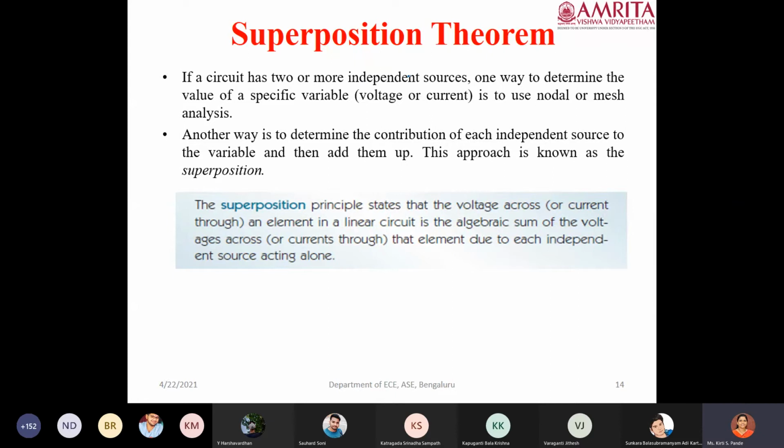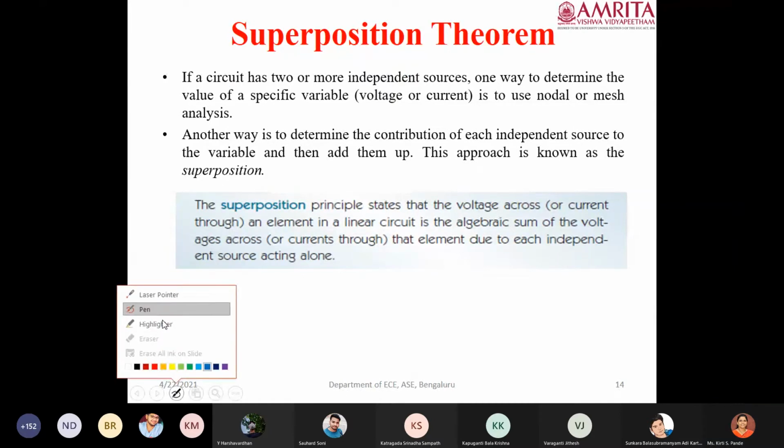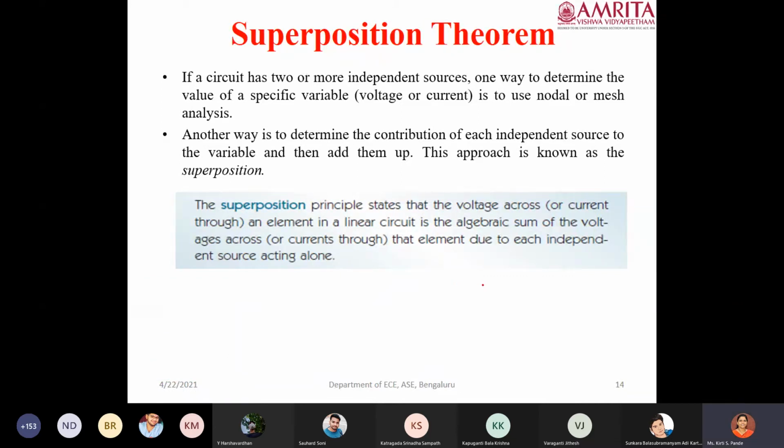Please note down the superposition principle. I will explain what this is, but first you note it down.